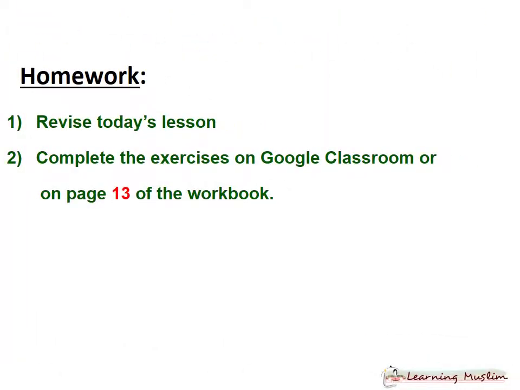So for homework, revise today's lesson and complete the exercises on Google Classroom or on page 13 of the workbook.